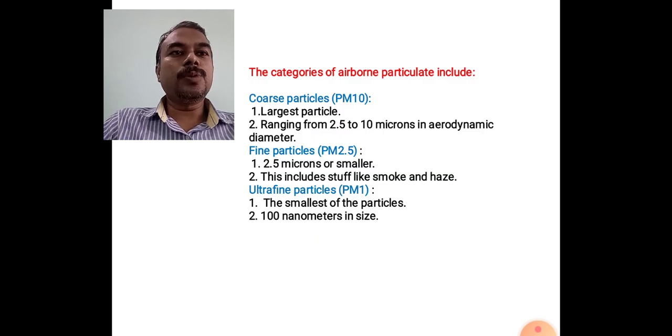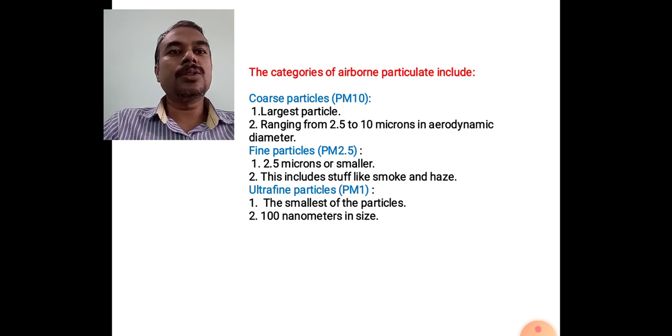Before going to see the photochemical smog reactions, we need to study the pollutants. The pollutants are those compounds which cause pollution. These pollutants, according to size, are divided into three categories.